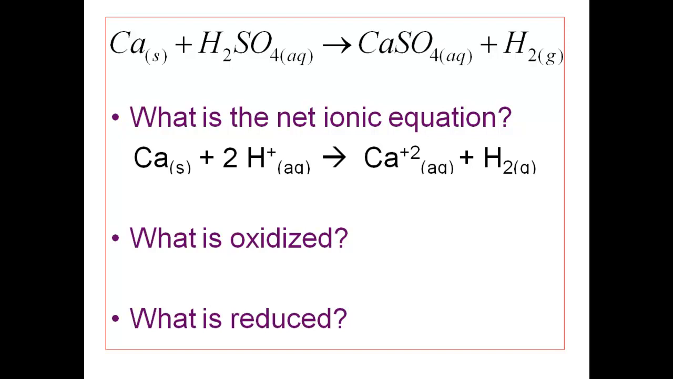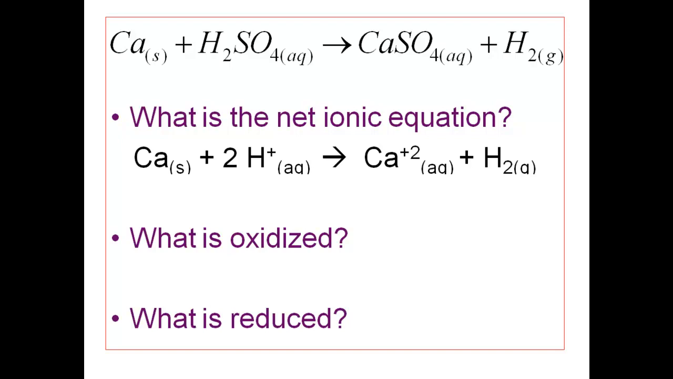The H2 gas in the products is a gas. It's not an aqueous form, so it will stay as a gas. The sulfuric acid and calcium sulfate are in aqueous form, so they will ionize, and the sulfate ions will cancel out as spectator ions, and it leaves us with the hydrogen ions and the calcium ions.